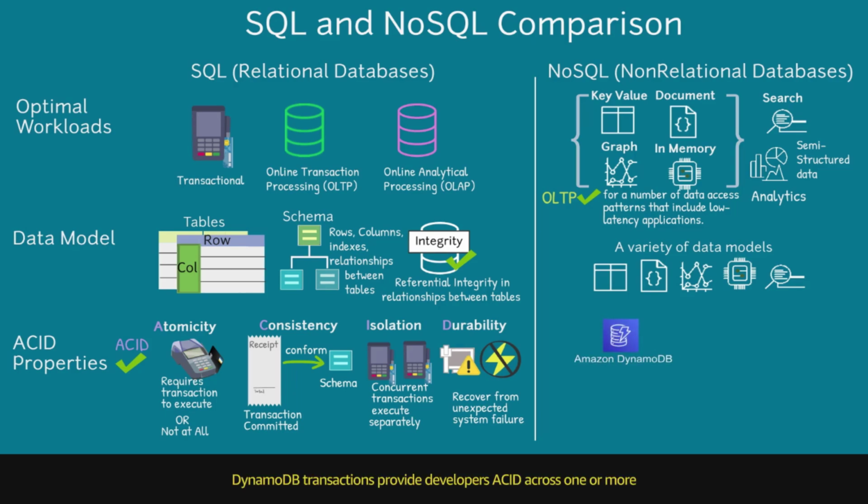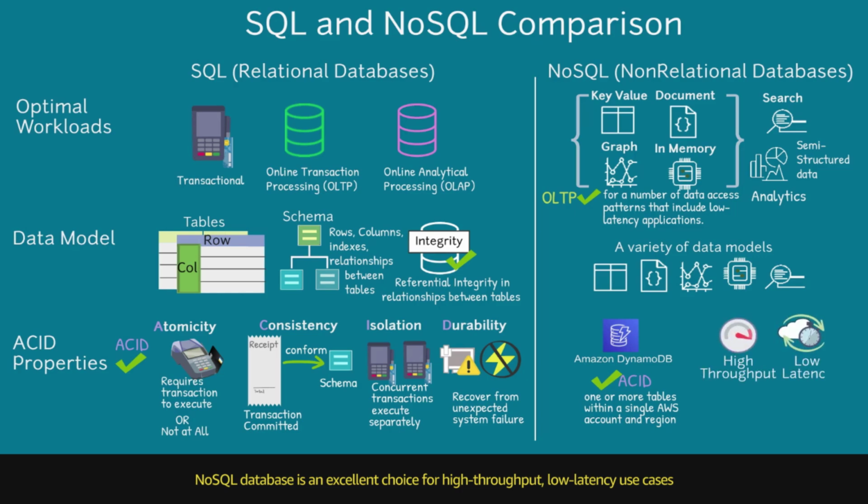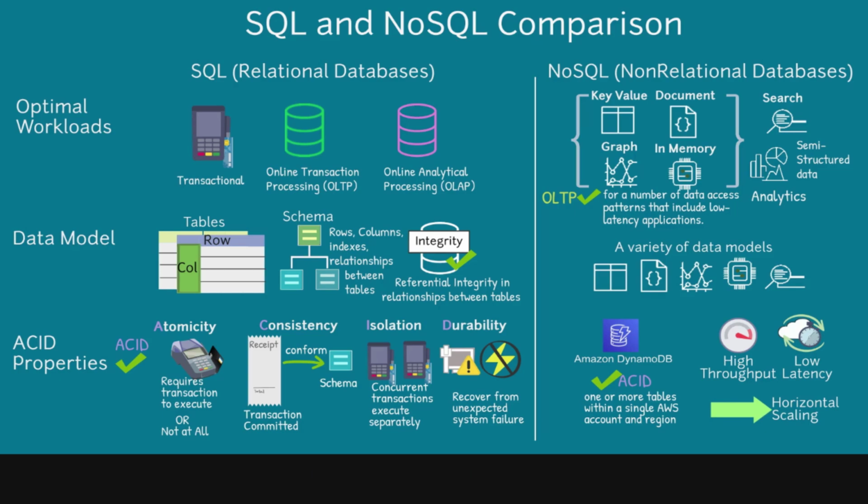DynamoDB transactions provide developers ACID across one or more tables within a single AWS account and region. NoSQL database is an excellent choice for high throughput, low latency use cases that need to scale horizontally beyond the limitations of a single instance.